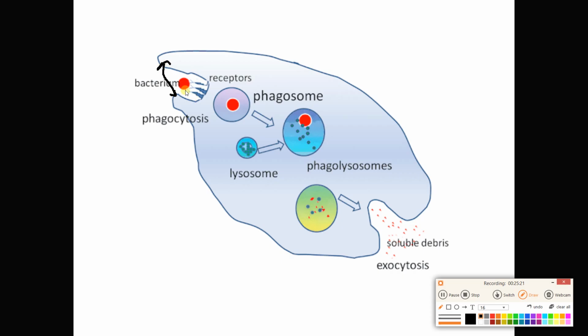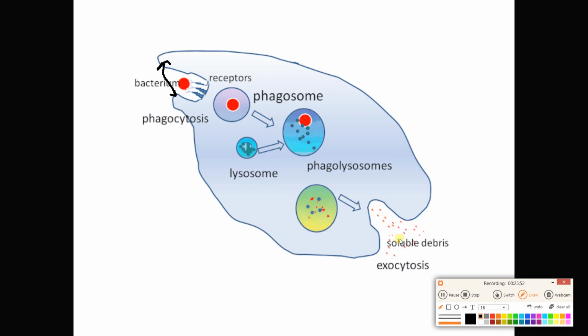Once they fuse together, my bacterium is enclosed in a little vesicle. It's actually called a phagosome, eaten body. And then the phagosome is going to fuse with an organelle called a lysosome. There are digestive enzymes in here. What the enzymes are going to do once these two have fused is chop up that bacterium, destroying it. And then the white blood cell does some exocytosis.